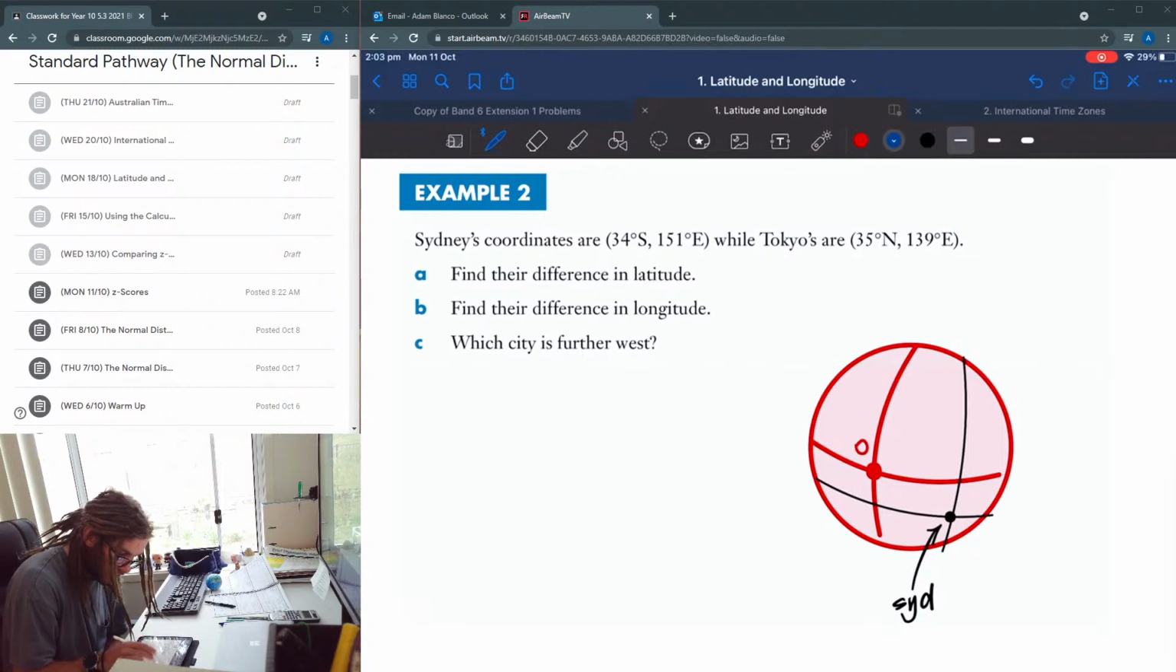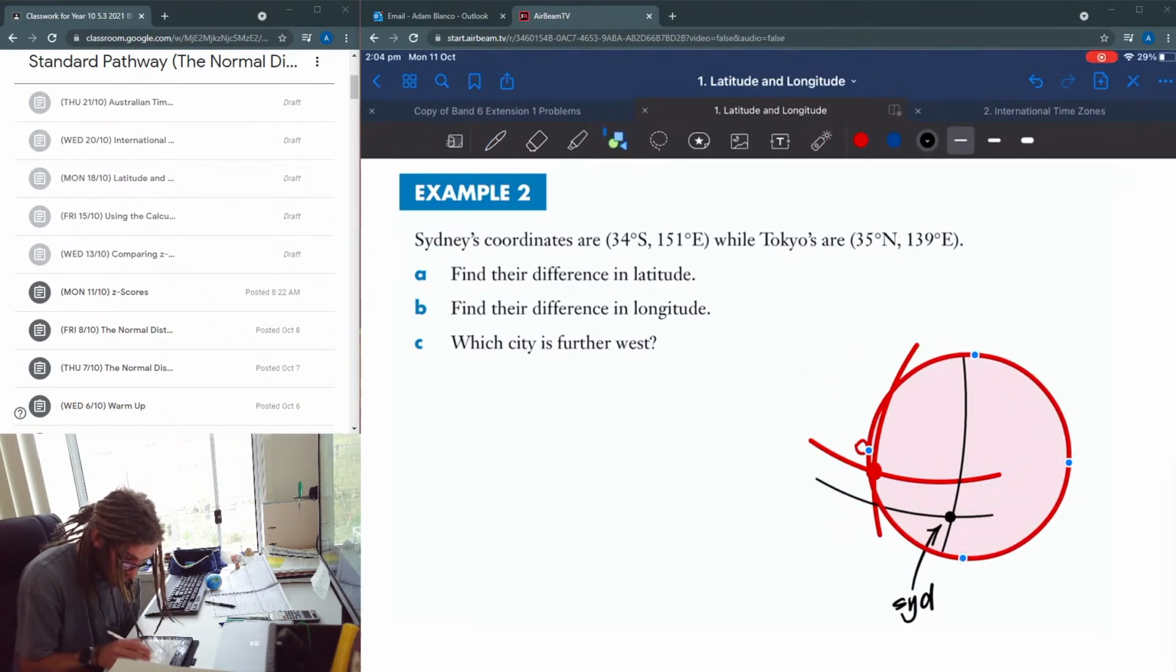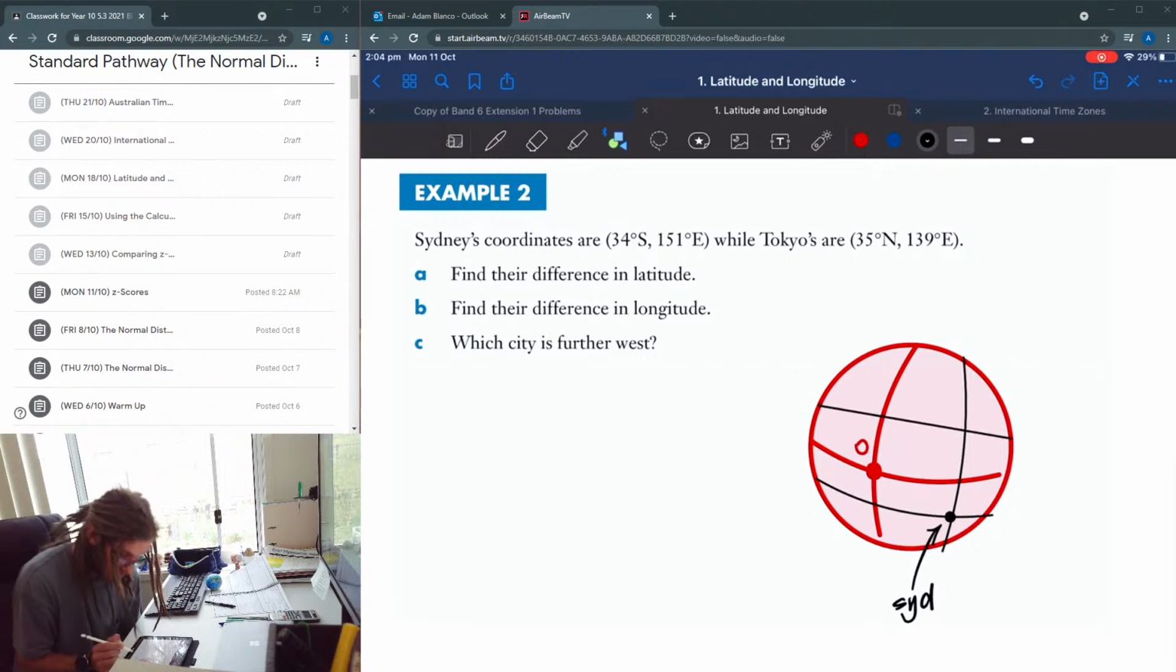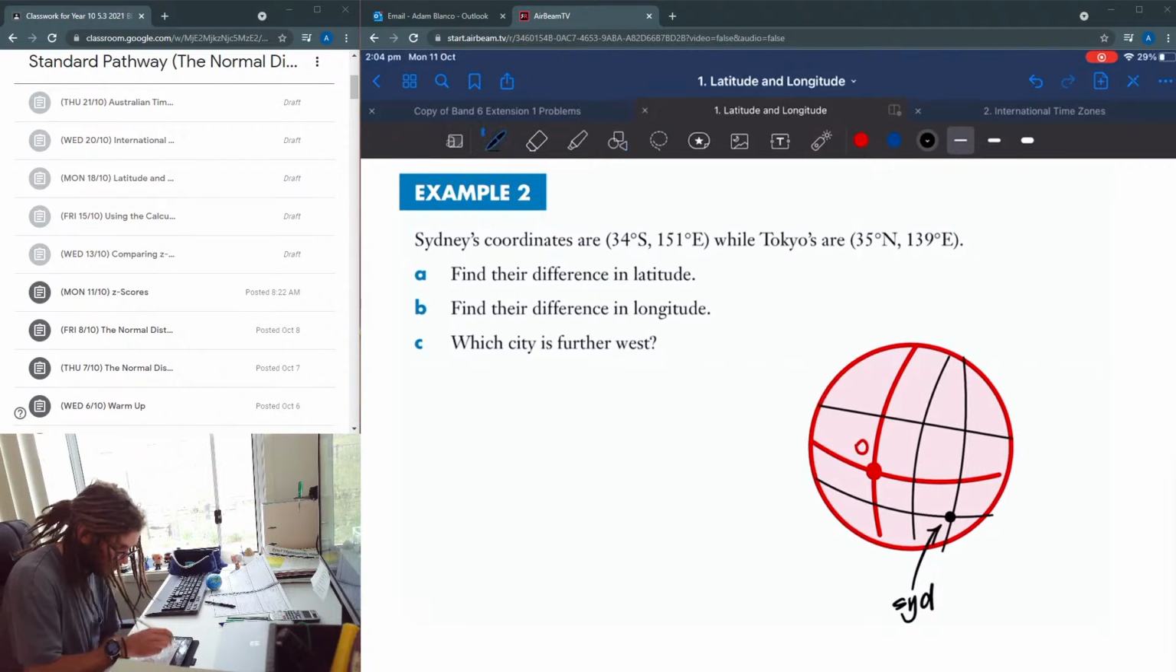And then let's put Tokyo in. Tokyo is 35 north, so higher. North is going to be up here. 139 east, so you'll notice that's not as far as this, so we'll call it like that maybe. We'll call that there Tokyo.